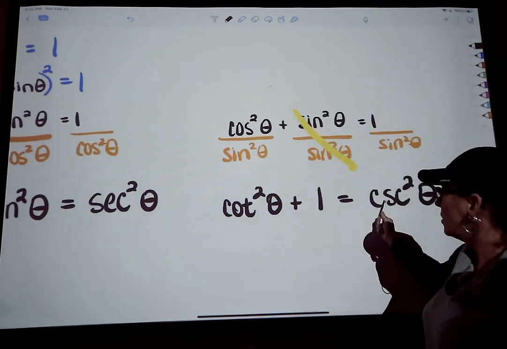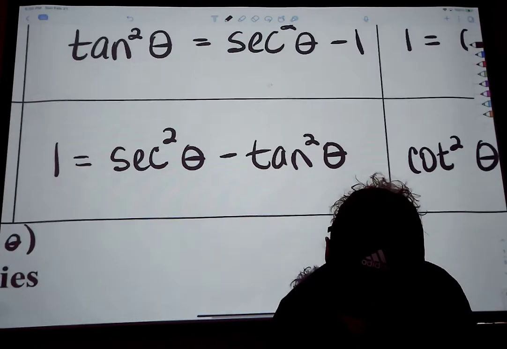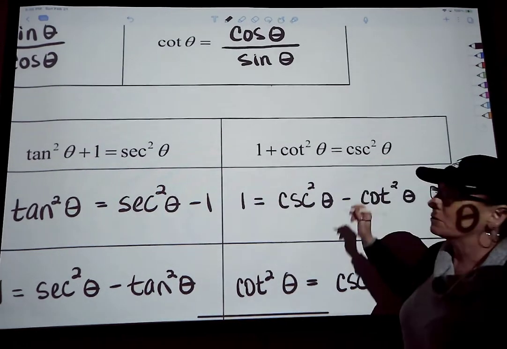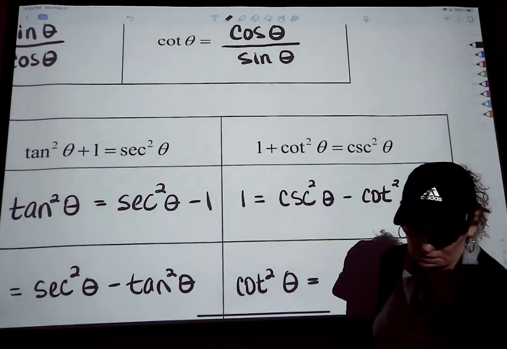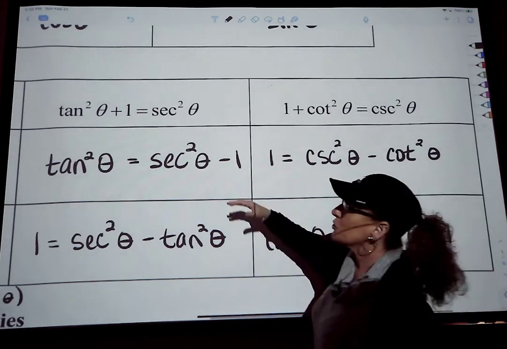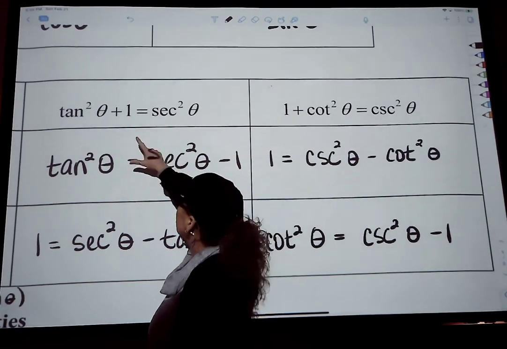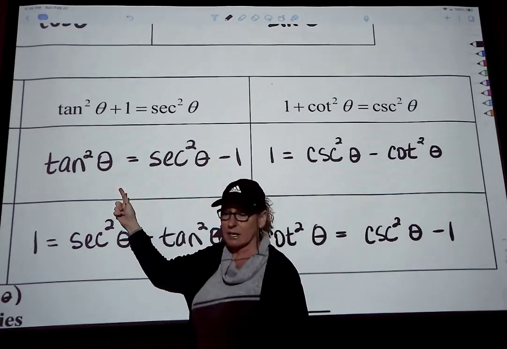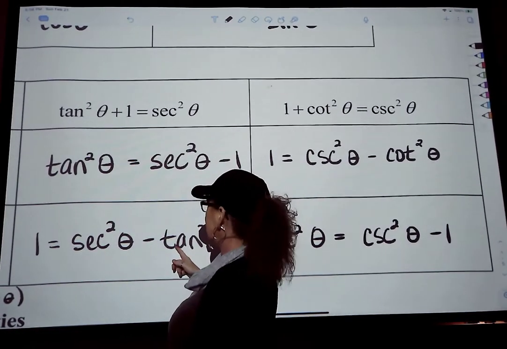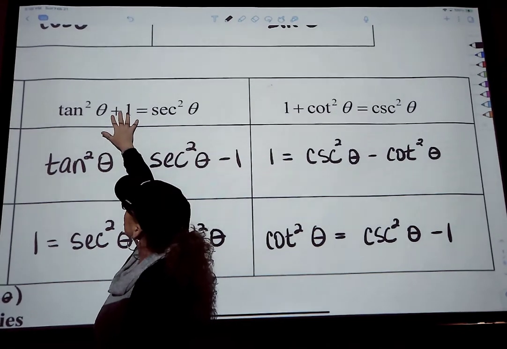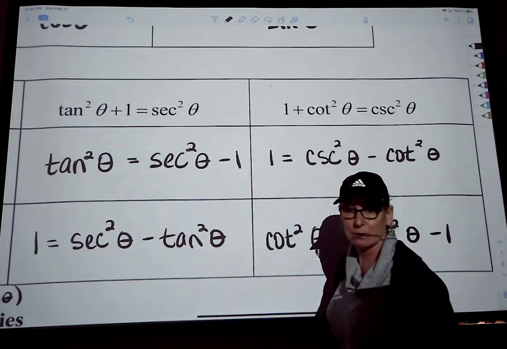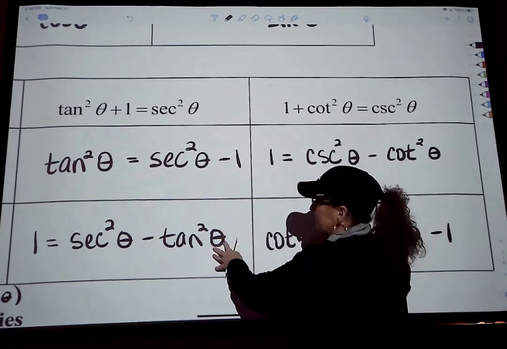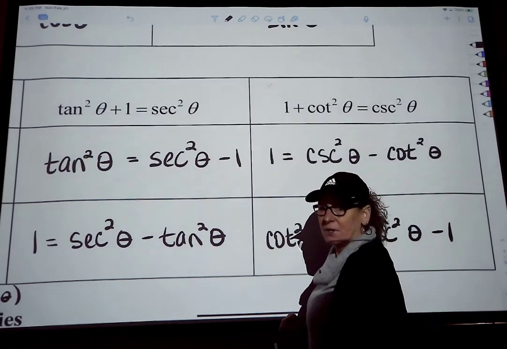Cotangent squared plus 1 equals cosecant squared. And again, the ones underneath it just come from manipulating. So here we subtracted 1 from both sides. That's what it would look like. Here we went back up to the original and subtracted tangent squared from both sides. So these two lines are just manipulations of that equation.